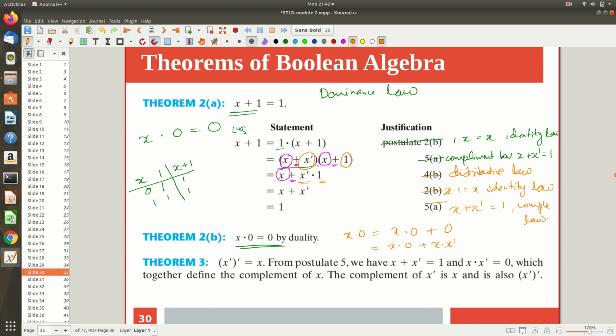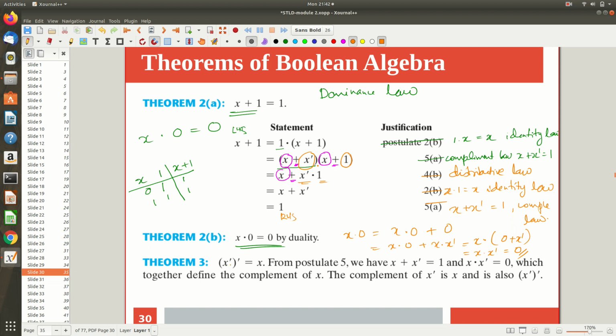Now I can take this x outside, right? From these two terms I can take x outside and dot outside, and what remains is 0 plus x dash. And you know 0 plus x dash is what? 0 plus x dash is x dash itself. I am getting it as x dot x dash, and x dot x dash is what? 0. So the law is proved, right? I started from the LHS and I reached the RHS, right? Same way here.